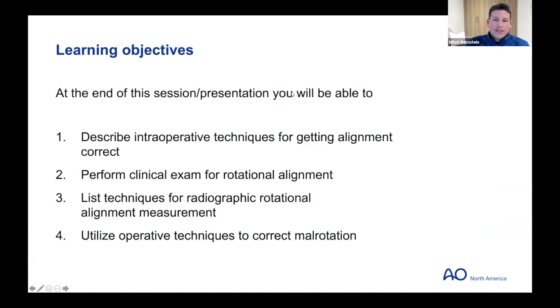So at the end of tonight's session, you should be able to describe intraoperative techniques for getting alignment correct in all the components of alignment. And Matt, I think, is going to give an amazing discussion about how to get all the components of alignment right, even in complex diaphyseal femur fractures. We'll go over how to perform a clinical exam for rotation, and we'll discuss techniques for radiographic rotational alignment measurements, both pre-op, intra-op, and post-op, and discuss an operative technique to correct malrotation.